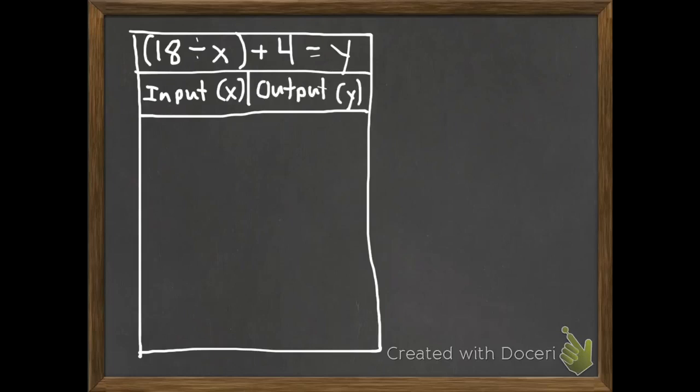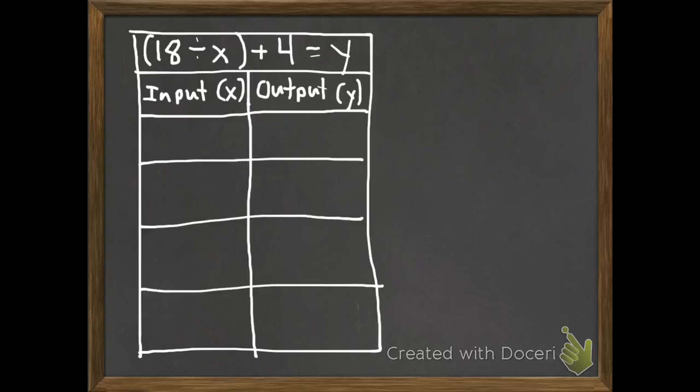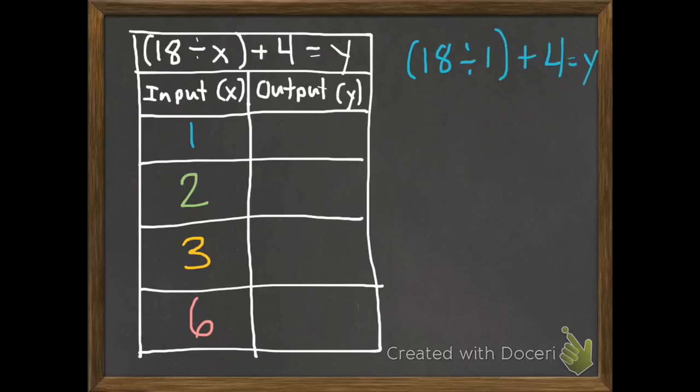So going back a few lessons, we're going to be using the same things. So here's our input. So we have 1, 2, 3, and 6. And then we're going to plug each of these into our equation and see what we get. So first of all, I'm going to put that 1 in for x. So we have 18 divided by 1 plus 4 equals y.